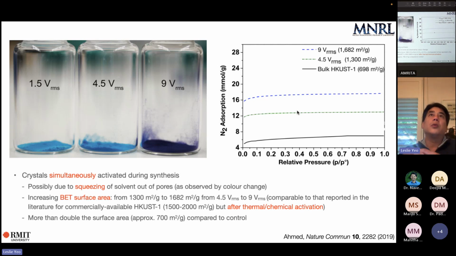So you need to do some kind of post-synthesis activation step. Whereas when we synthesize our MOFs, they are simultaneously activated. These adsorption isotherms are not done with any further activation step. And that was curious to us too. It may be that because of the vibration, we're squeezing the solvent out of the pores, but at the moment we have no way to put evidence to that.